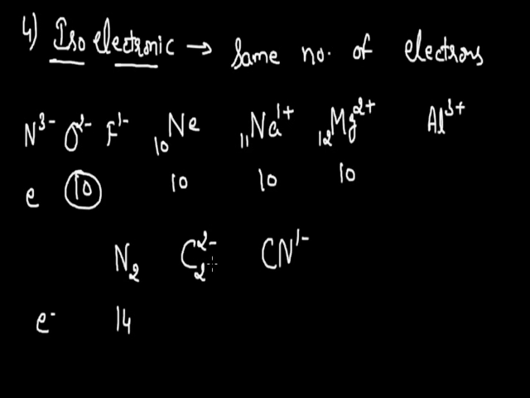For C2, carbon itself has 6 electrons. 2 carbon atoms will contribute 12 electrons, and with the gain of 2 electrons the total number will be 14. Same as for the cyanide species, carbon will contribute 6 electrons, nitrogen has the atomic number 7, so the total contribution by the atoms will be 13, and since the charge is 1-, the total number of electrons in the cyanide ion is 14. Since these three have the same number of electrons, they can also be taken as an example of isoelectronic species.